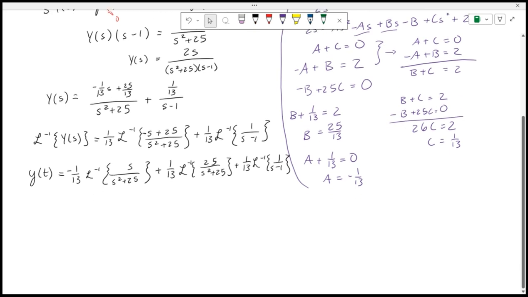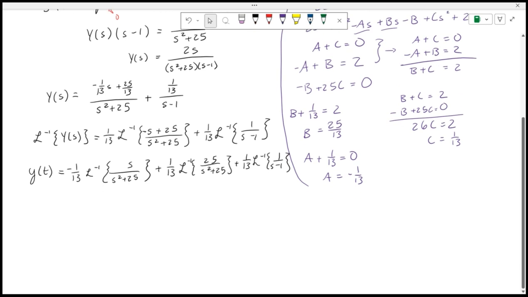So it's good to have a table of Laplace inverses and Laplace transforms with you when you're solving these problems, so you can just look these up instead of trying to memorize them. But if I start evaluating this, let's see, I've got a negative 1/13. And when it's s over s squared plus 25, that's cosine. And it's going to be cosine of whatever's being squared in the denominator. So 5 squared is 25. So this is cosine 5t.